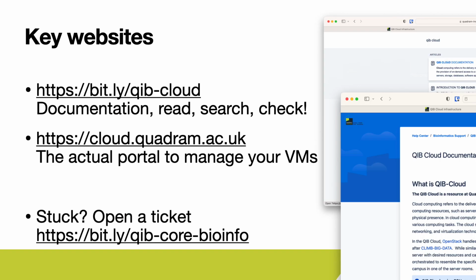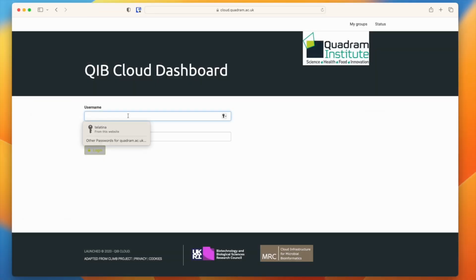Our documentation portal has extensive tutorials on how to use the QIB Cloud, from the basics to advanced topics. Please check the documentation first. The cloud.quadram.ac.uk website is the portal where you can manage and create your virtual machines. You can only access this page from the Institute network, or using a VPN, and you will need your usual NBI username and password.